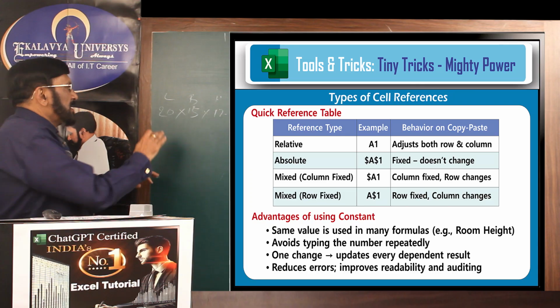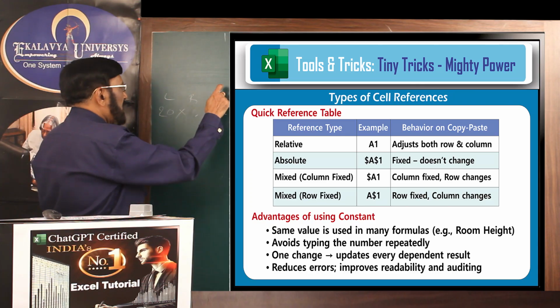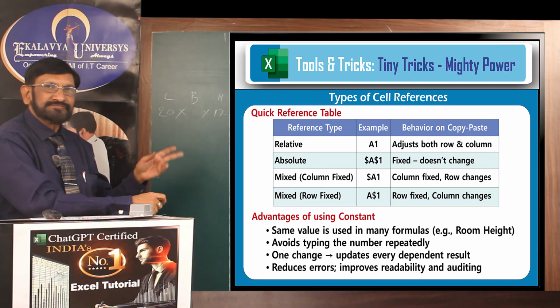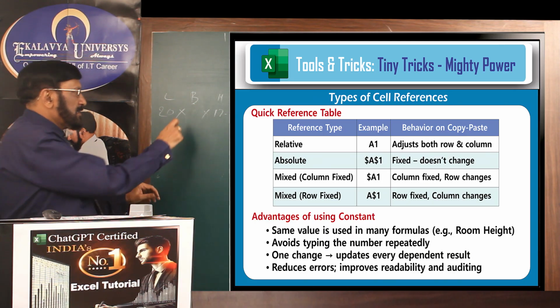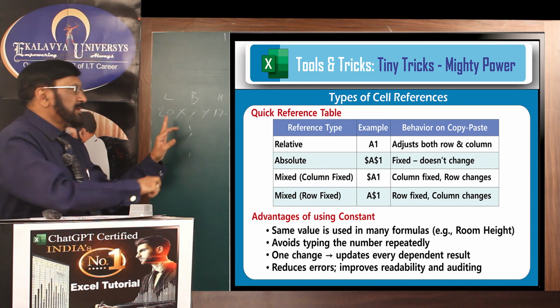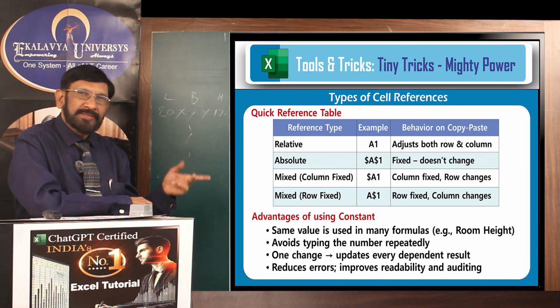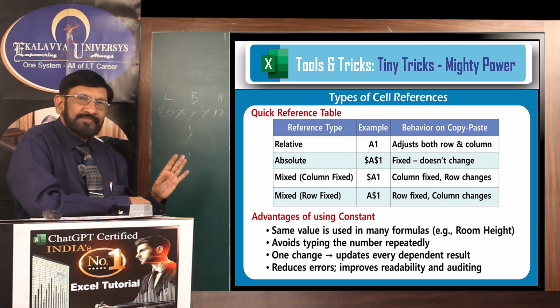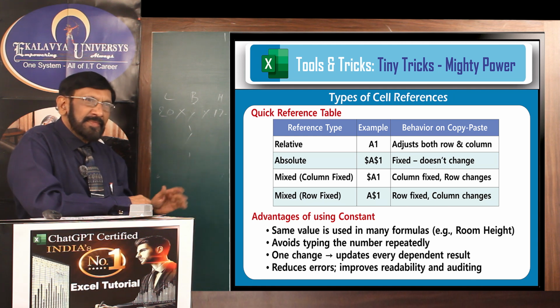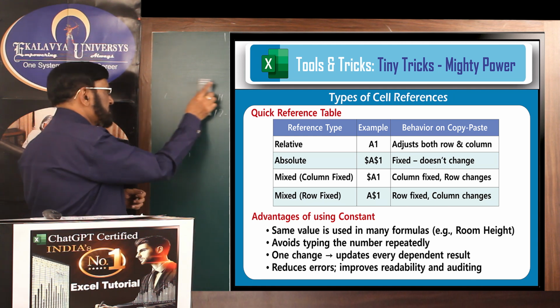In some cases, length may be constant and height may be constant, and breadth may be different from room to room. In such a case, you can declare those two as constants and treat the other as relative. And I will give you a few more examples.